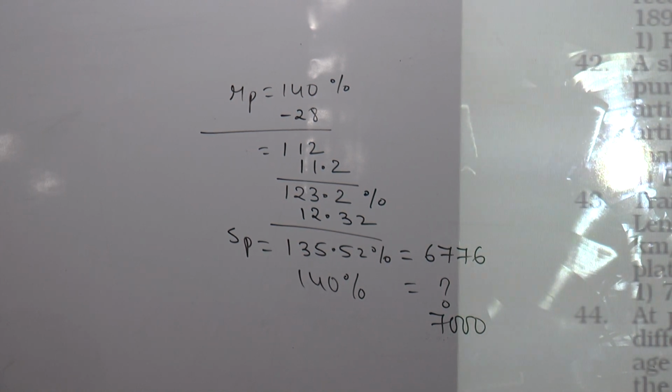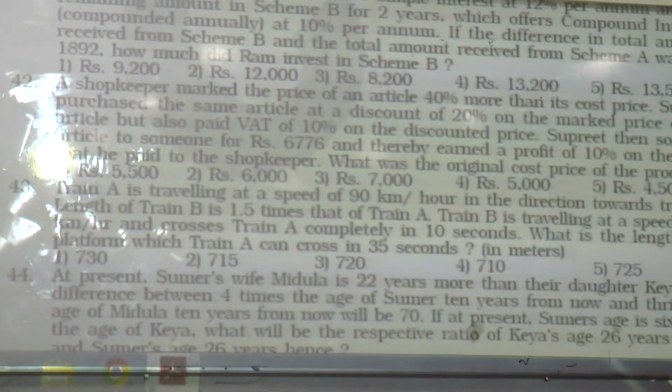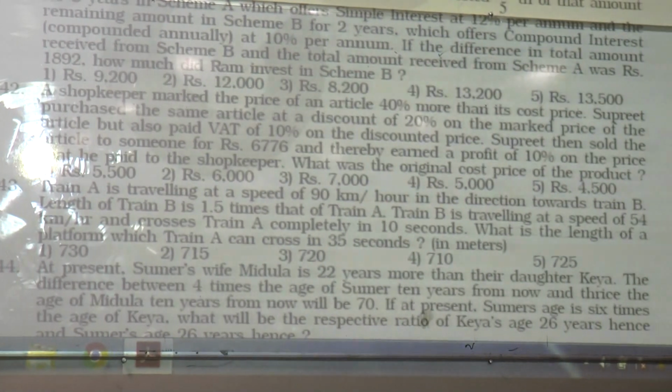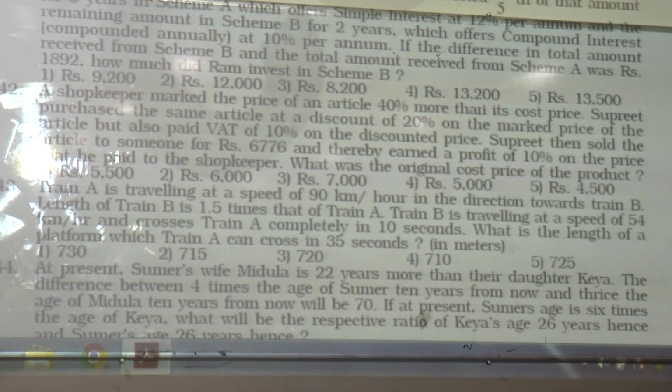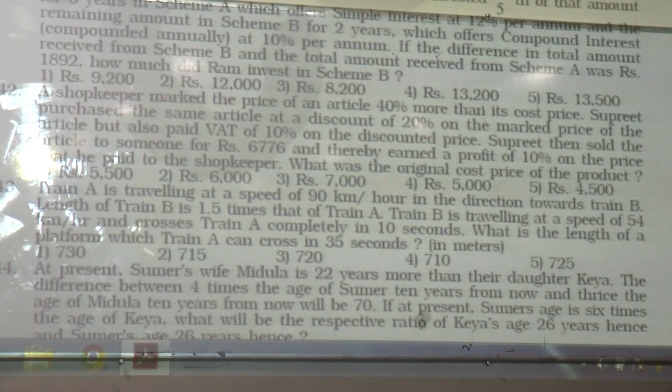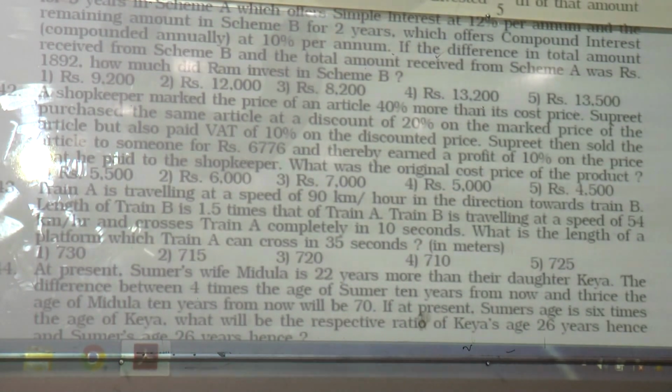Simple logic. Next, train A is traveling at a speed of 90 km/h in the direction towards train B. The length of train B is 1.5 times that of train A. Train B is traveling at a speed of 54 km/h and crosses train A completely in 10 seconds. What is the length of the platform which train A can cross in 35 seconds?